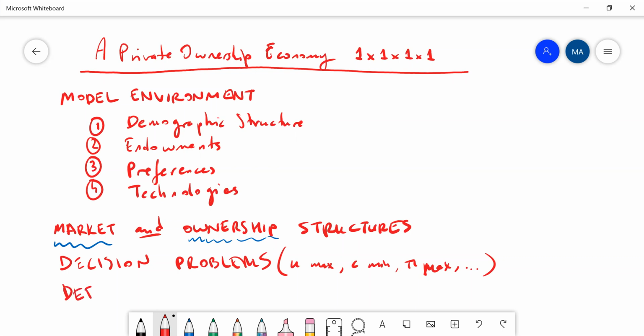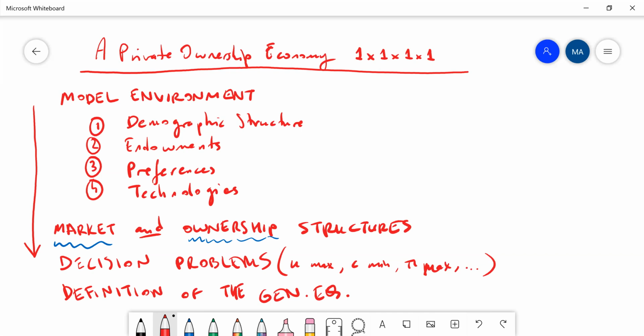Then, after that, you define the general equilibrium. So that's the flow of logic. First, the model environment. Again, the model environment is kind of fixed. The model environment is given.